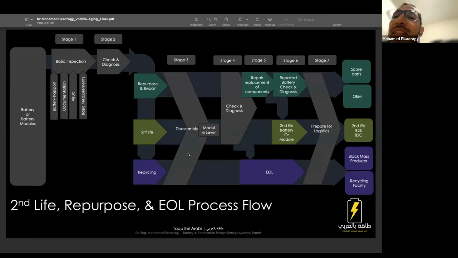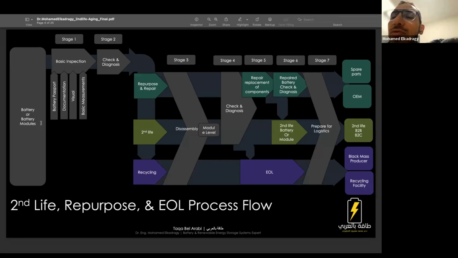Yeah, this is the same part of the value chain, but in a much more detailed way. If we look from the left side, we have a battery which is going through different stages to be enabled for its end of life options. It has been checked, diagnosed, and there is a basic check, and then there is a second stage of check and diagnosis.